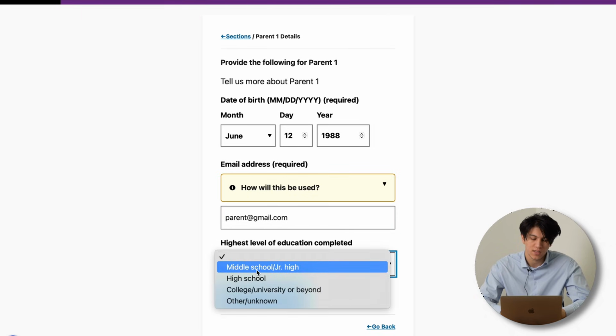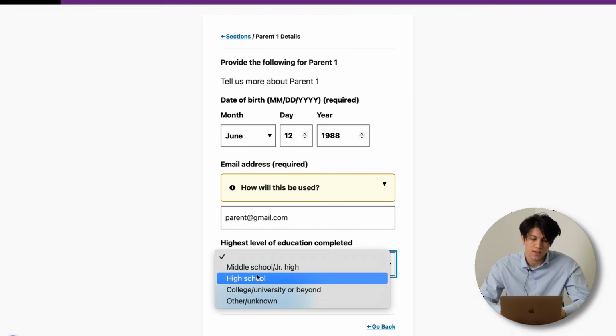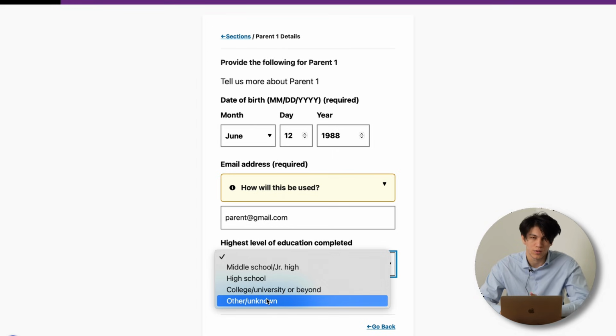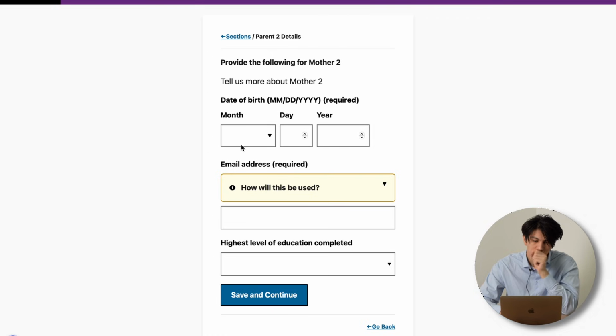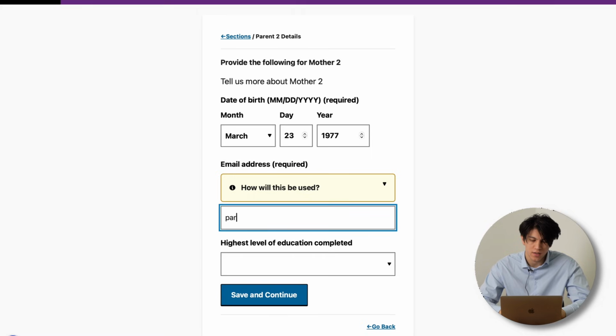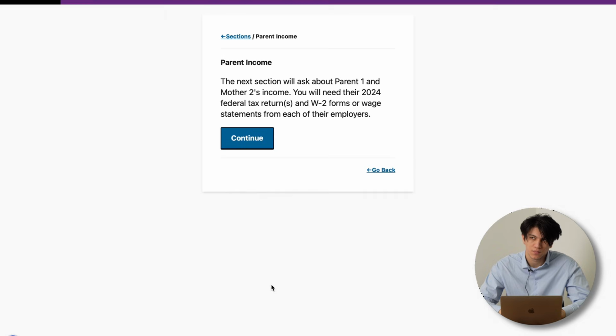That means that they didn't finish the school. They finished the school. They finished the college. Other unknown means that they haven't started or they haven't studied or whatever there. So let's say college, university. Parent 2. 77. Email address parent2@gmail.com. Highest level of education, high school.